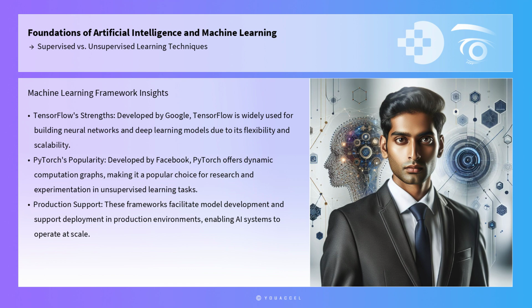Frameworks like TensorFlow and PyTorch provide robust platforms for developing both supervised and unsupervised learning models. TensorFlow, developed by Google, is widely used for building neural networks and deep learning models due to its flexibility and scalability. PyTorch, developed by Facebook, offers dynamic computation graphs, making it a popular choice for research and experimentation in unsupervised learning tasks. These frameworks not only facilitate model development, but also support deployment in production environments, enabling AI systems to operate at scale.